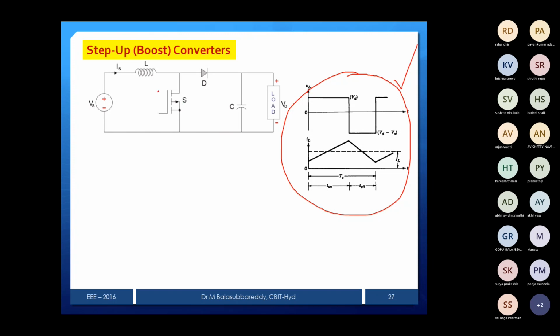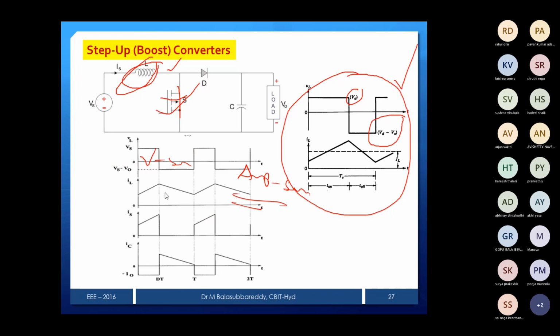When the switch is on, what is the voltage across the inductor? Same as the input. And when the switch is off, this is open. Then what is the voltage across the inductor? This is in the middle between the source and load. That's why source minus output will give the voltage across the inductor. In exactly the same fashion, you can apply the volt-second balance equation and then the ampere-second balance equation. You will get the derivation part.